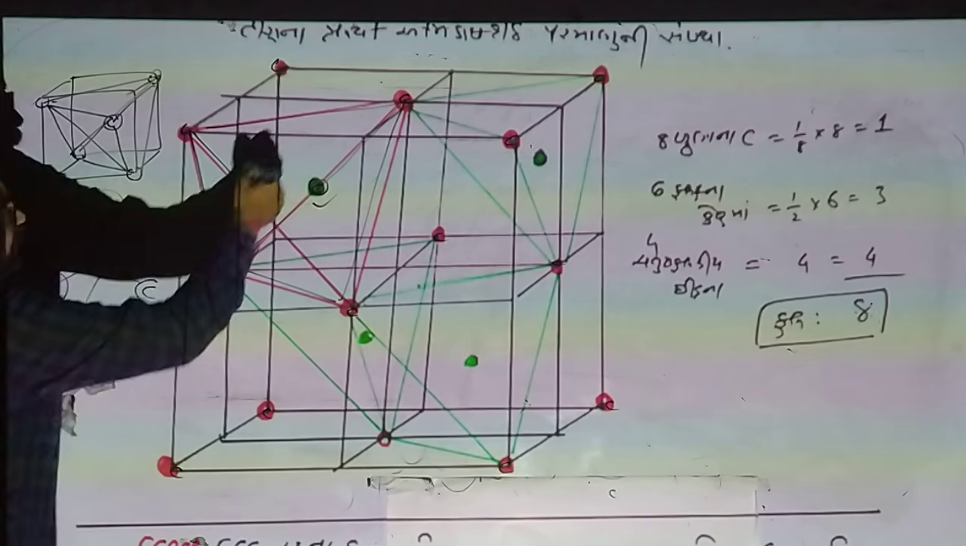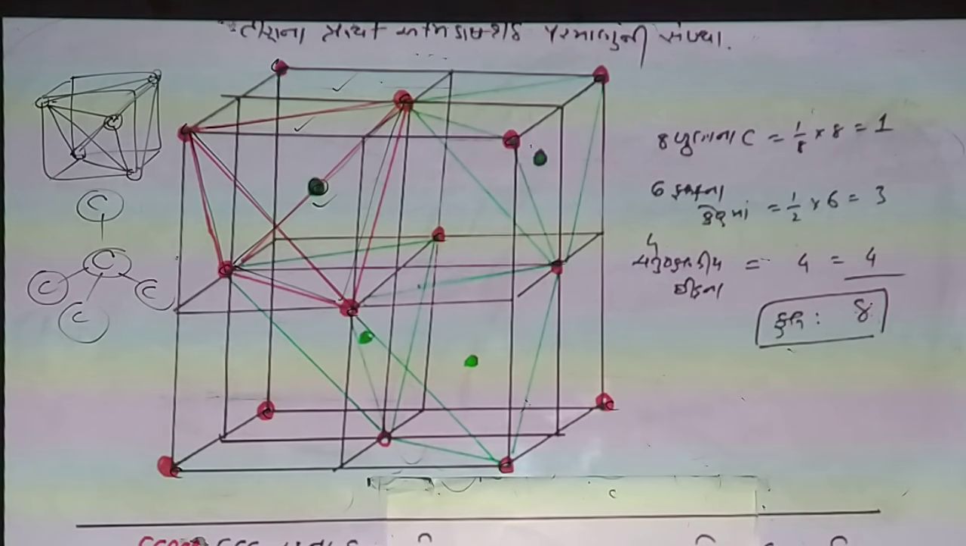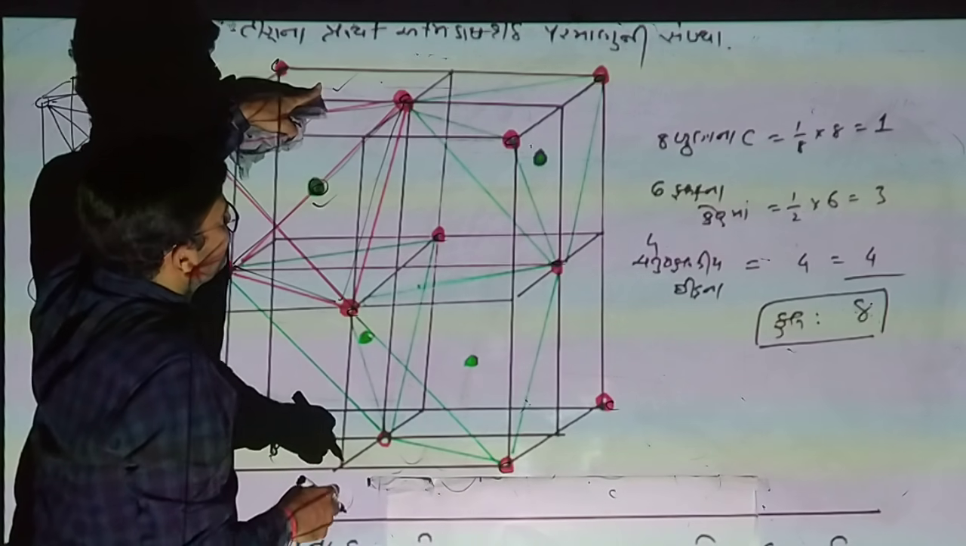But listen, if carbon is in this part, it will not be in the next part. The reason for that is the valency of carbon is only 4. More than 4 valency is not possible for carbon. So here it will be, here it will not be.